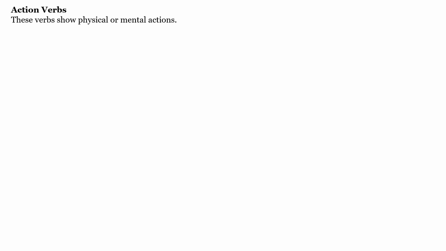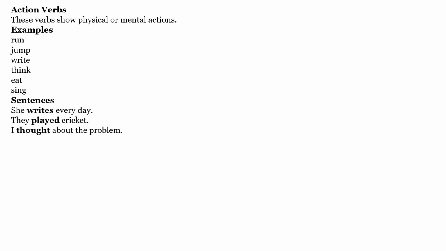Action verb. These verbs show physical or mental actions like run, jump, write, think, eat, sing, etc. For examples, she writes every day. Here, writes is an action verb. They played cricket. Here, played is an action because they're taking some actions. I thought about the problem.